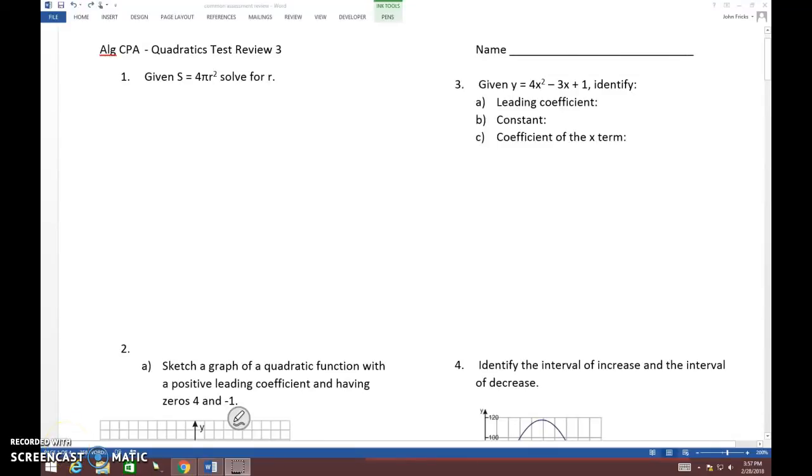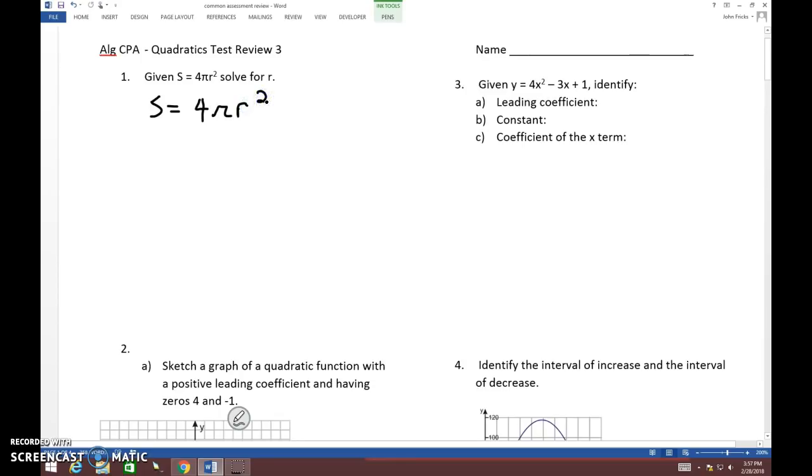All right, so real quick on the quadratics review, we're going to go through and work each problem. We'll start with 1, go to 3, and then we'll just kind of bounce around. That way we're not doing a lot of scrolling. So starting out with problem number 1, it says that we have S equals 4 pi r squared.